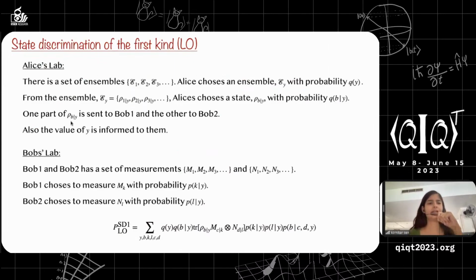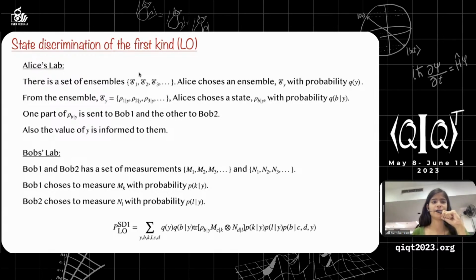So mathematically, we say that in Alice's lab, there is a set of ensembles E1, E2, E3. Alice chooses an ensemble E_Y with probability q_Y. From that ensemble, Alice chooses a state rho_1, rho_2, or rho_3. So Alice chooses a state rho_b given the ensemble is Y with probability q_(b|Y). Alice gives one part of rho_bY to Bob 1 and the other part to Bob 2. And this is the discrimination task of the first kind.